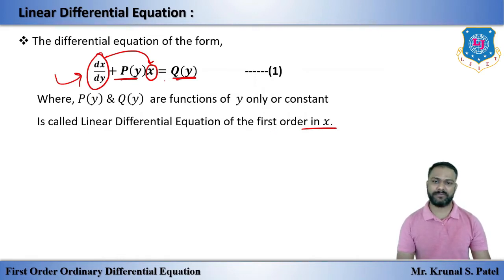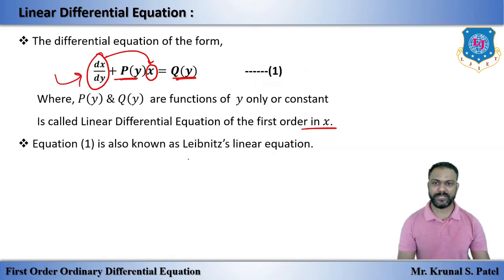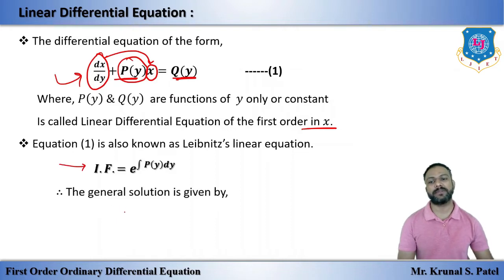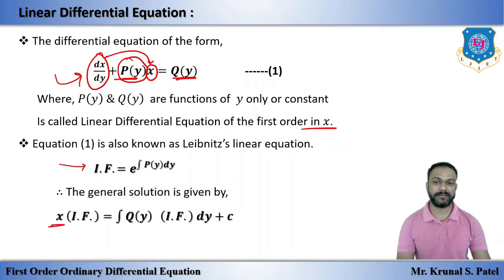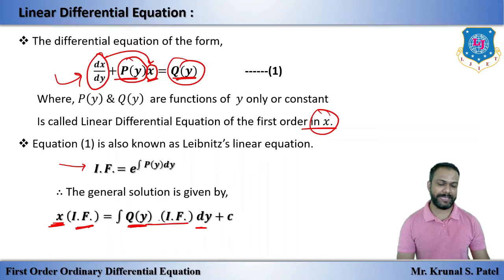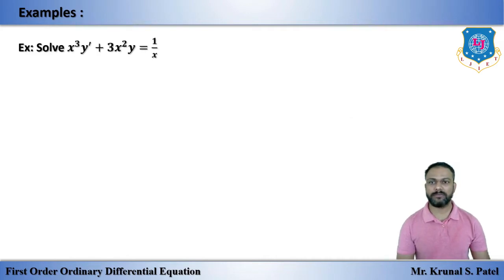Now this is also known as the Leibniz linear equation, and we can find the IF by using this p of y, that means e raised to integration p of y dy. And after getting the IF, the general solution is given by x into IF, because this is a linear differential equation in x, that's why we use x into IF is equal to integration q of y into IF dy, that means integrate with respect to y. Okay, so we have two types of linear differential equation, two varieties. Let's understand with one or two examples.